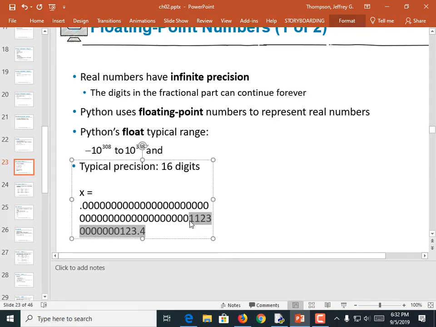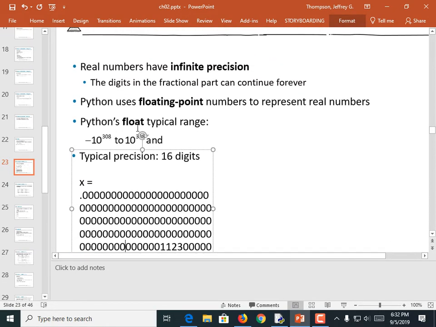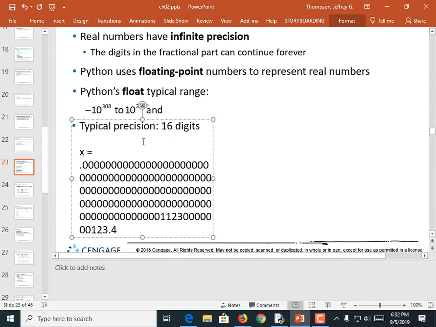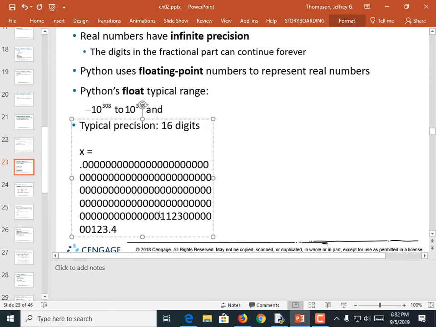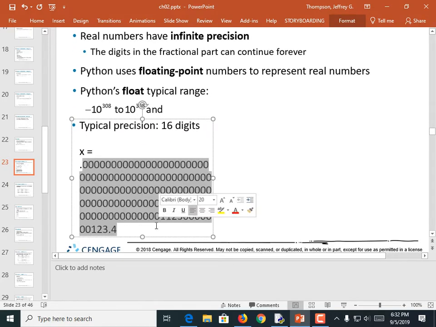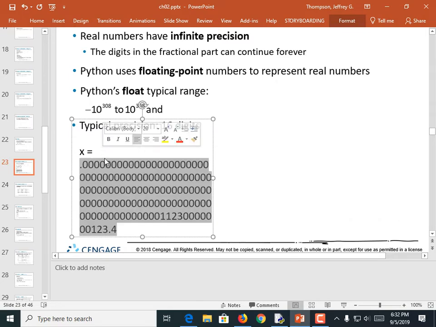It would store this number as 1.123001234 times 10 to the power of some negative number. It uses scientific notation inside itself to contain that value. It could have up to 308 zeros before it, or at least 300 zeros before it would work. It would use scientific notation in order to convert something like that into something that's actually storable in the computer's memory.